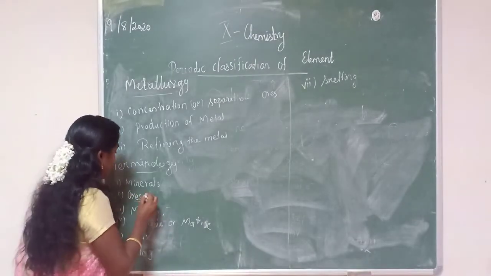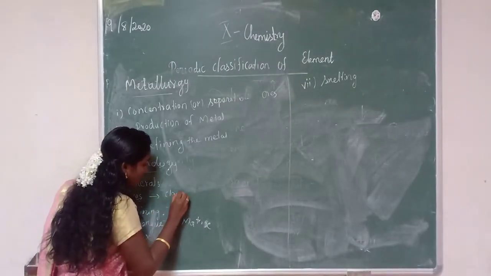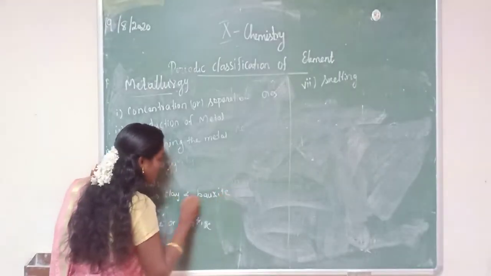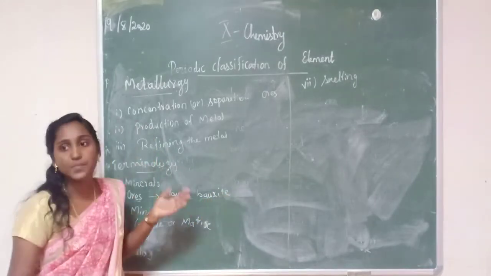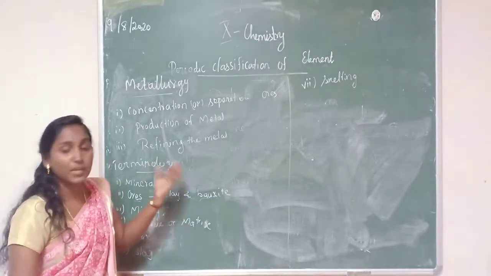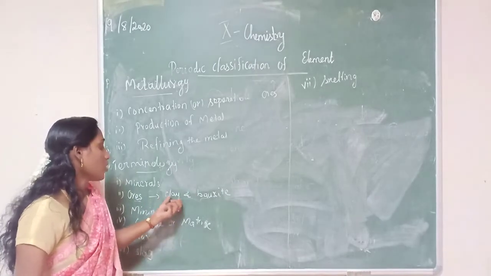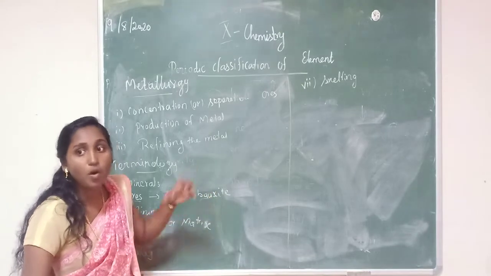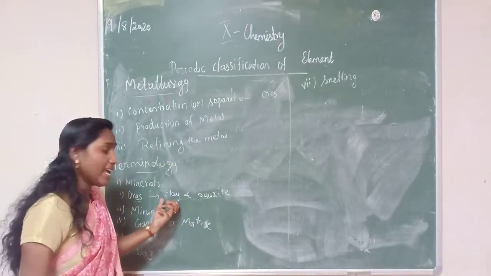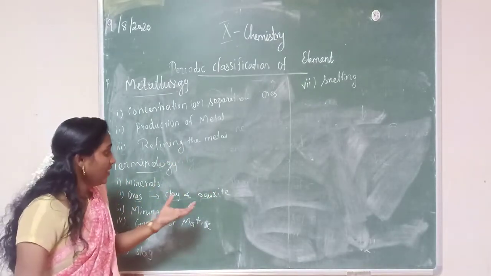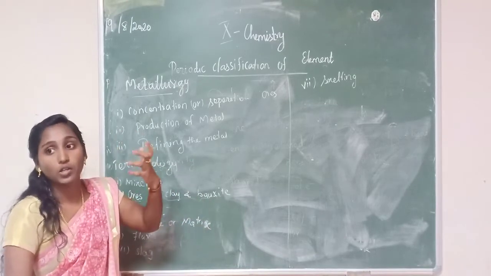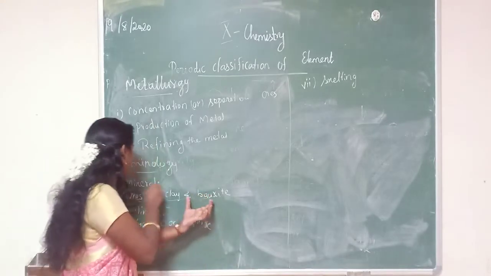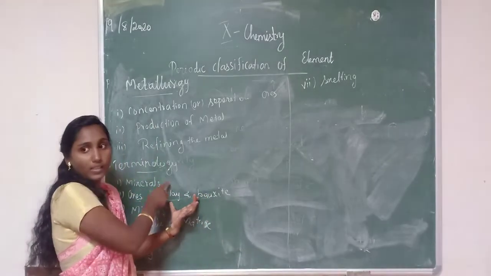We can see the example, clay and bauxite. Both clay and bauxite contain aluminium, along with some other minerals. This clay can also give aluminium, but bauxite can give a large amount of aluminium. So bauxite is called an ore and clay is called a mineral.